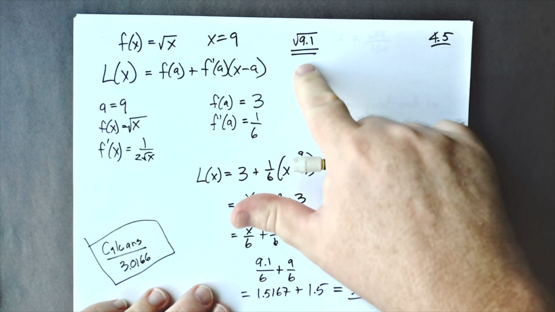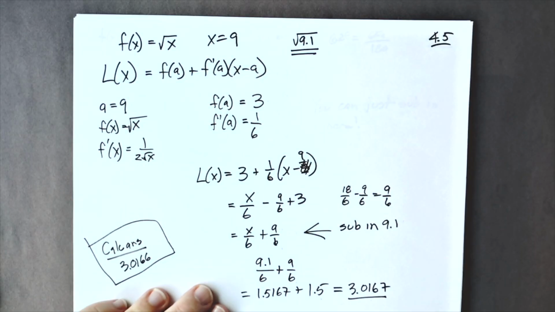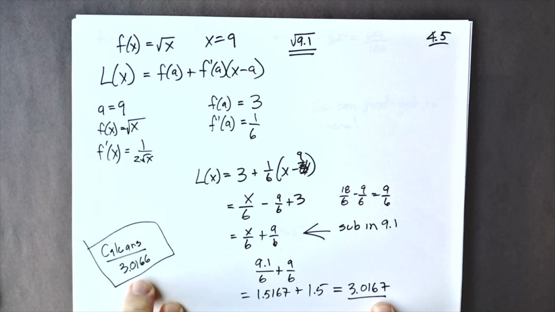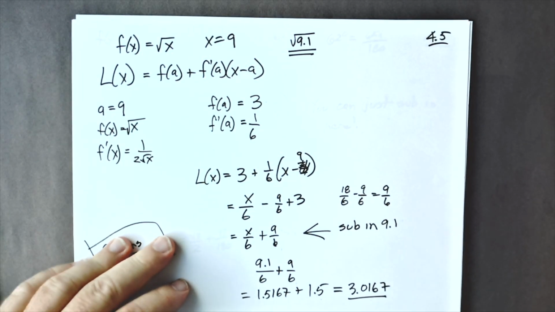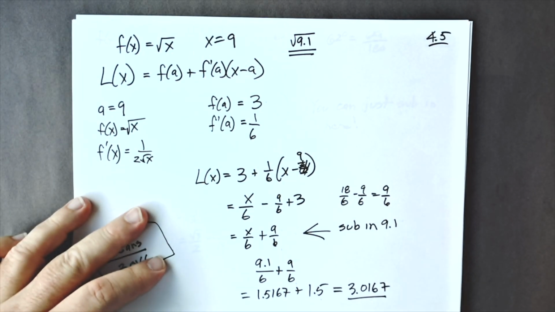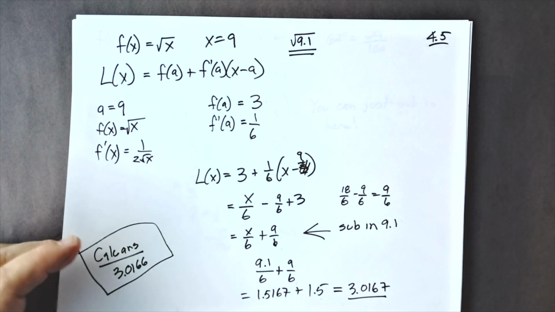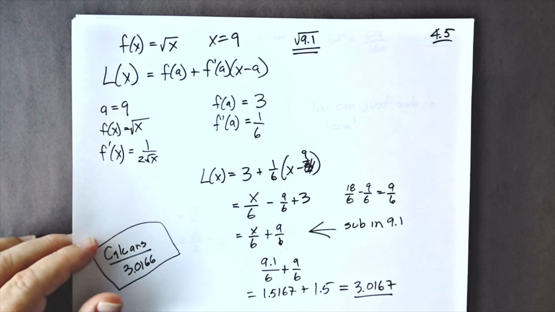Now, if you plug the square root of 9.1 into your calculator, you get 3.0166. So pretty close. That's within a 10,000th. So this is a fairly good way of doing that. Now, you don't necessarily have control of how close you can get with this method. It's just providing you an approximation.